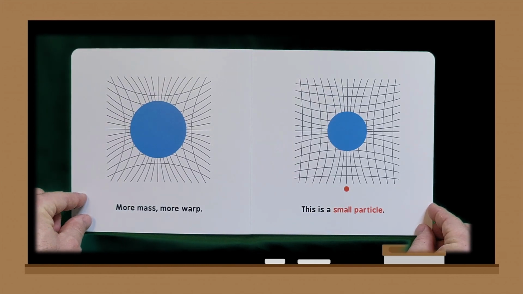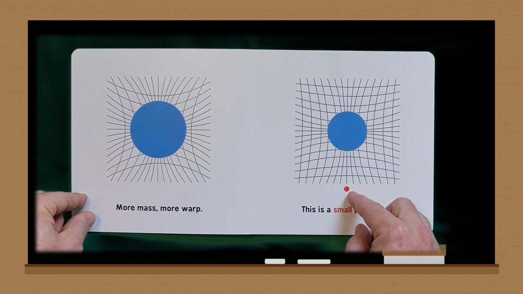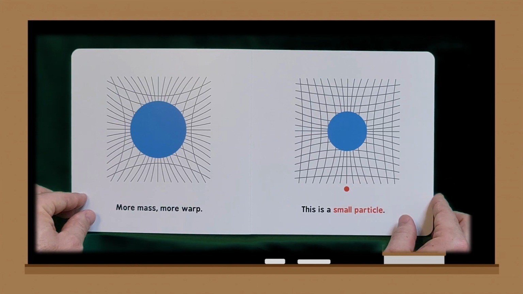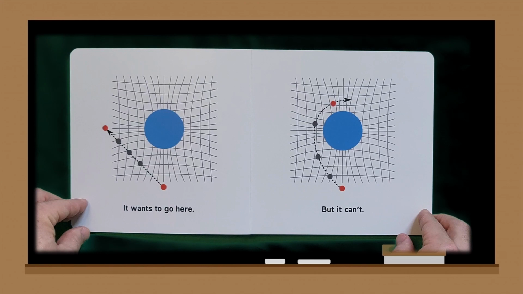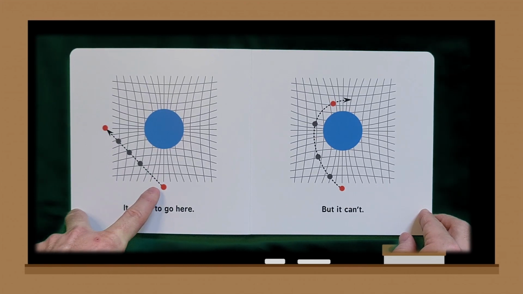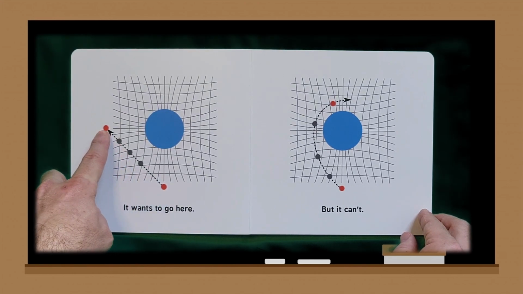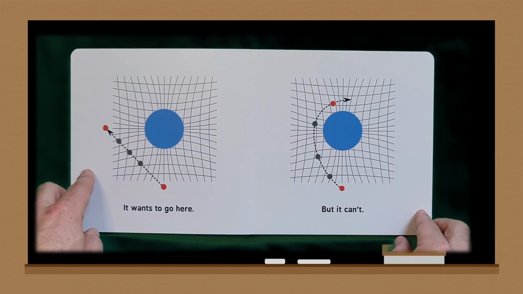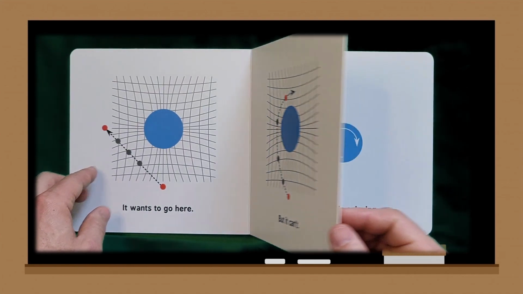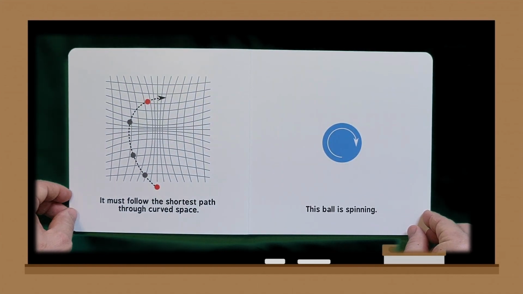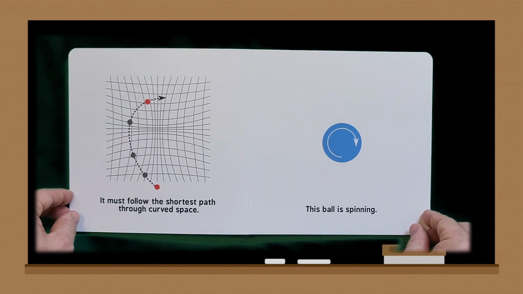More mass, more warp. This is a small particle. See the small particle right here? It wants to go here. See how this small particle wants to go here? But it can't. It must follow the shortest path through curved space.